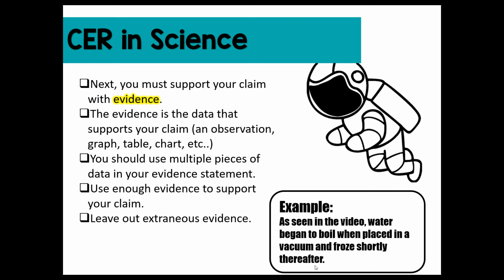So if you've watched the video, this example makes sense. Remember, we want to know, how does water behave in space? I stated my claim: water is going to boil and then freeze. And so for my evidence, I refer to the video. I probably should have been more specific so that my reader could know what video. So I would have said, as seen in the YouTube video, think about it. What happens to water in a vacuum? Water begins to boil when placed in a vacuum and freezes shortly thereafter. So I'm simply stating what happens when somebody else does the experiment.